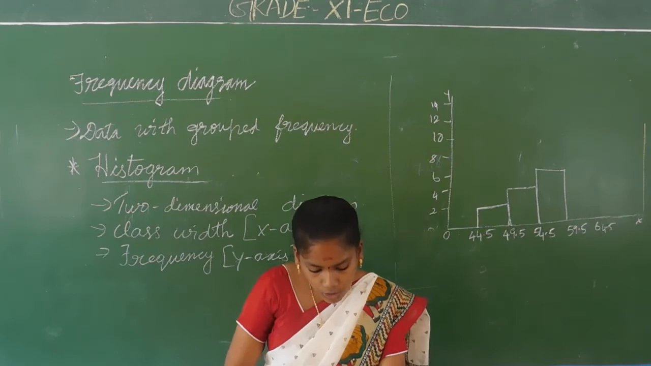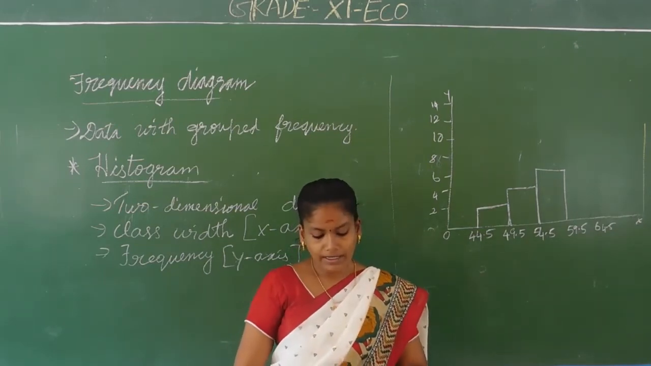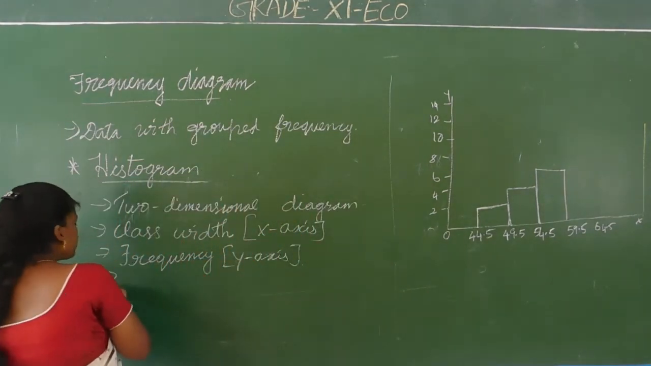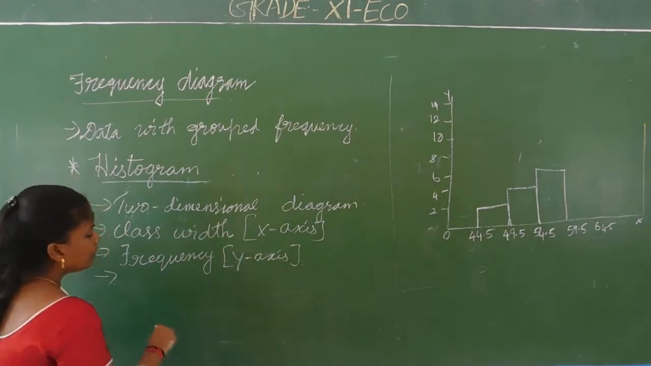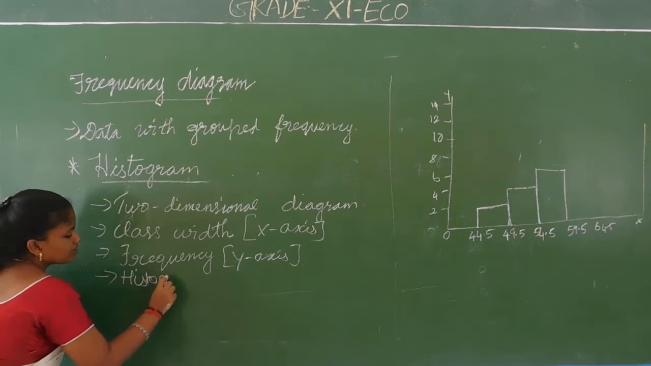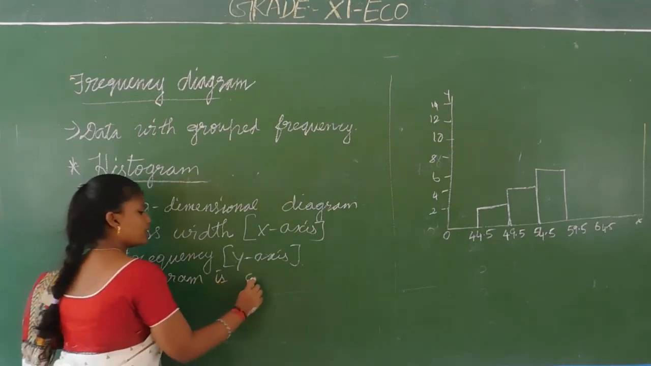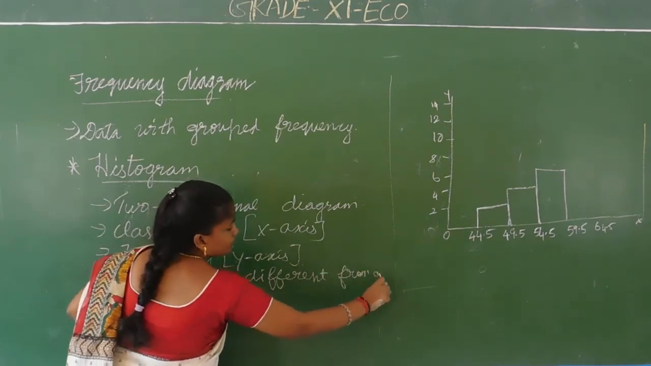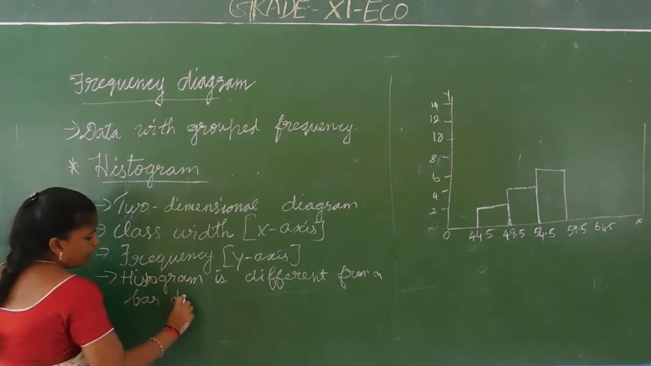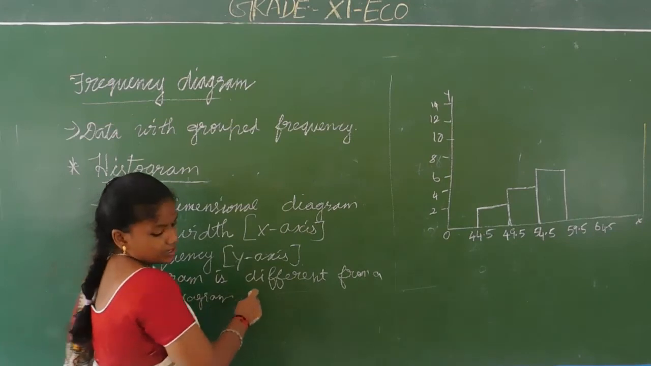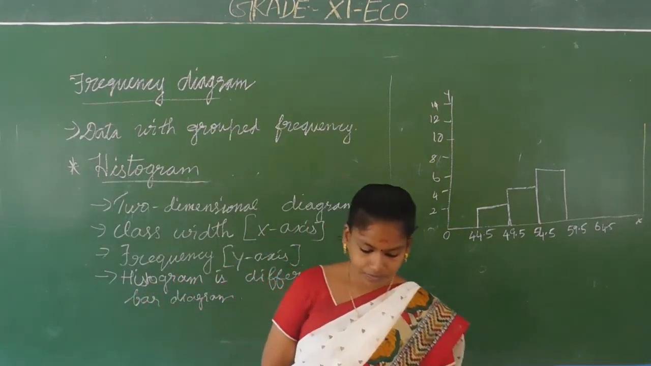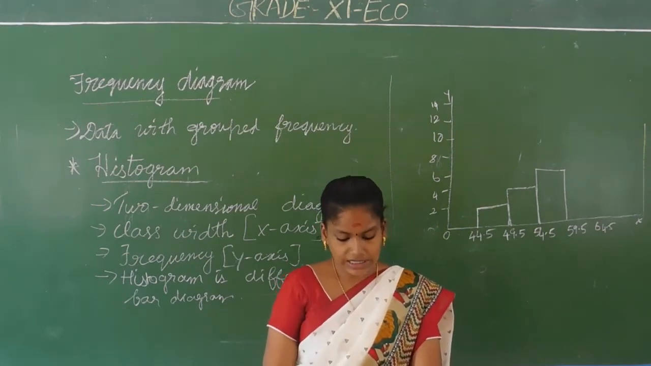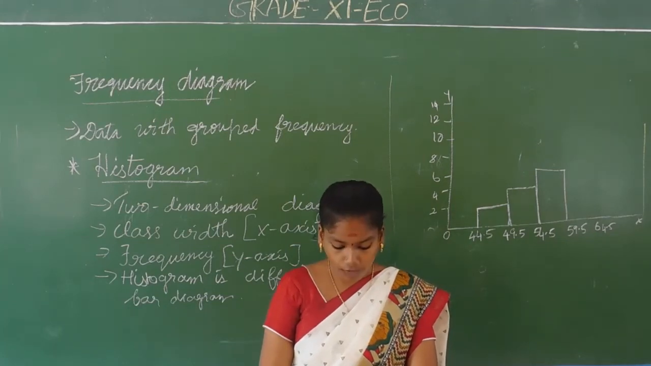Right, children? A histogram looks similar to a bar diagram, but there are more differences than similarities between these two. The histogram might look like a bar diagram, but it is different from a bar diagram. How are they different? What are the differences here? The first thing is that the spacing and the width or the area of bars are all arbitrary. It is the height and not the width or the area of the bar that really matters.